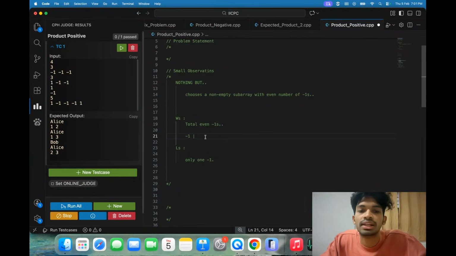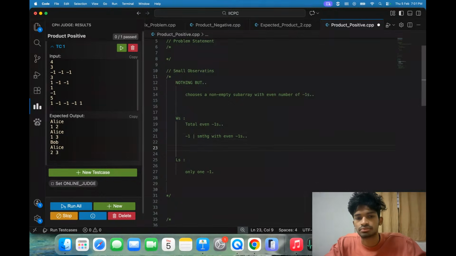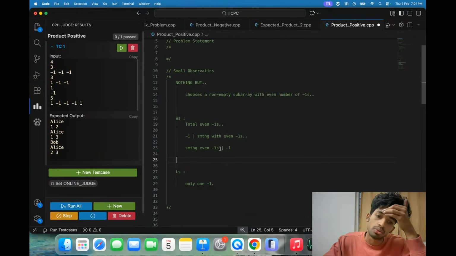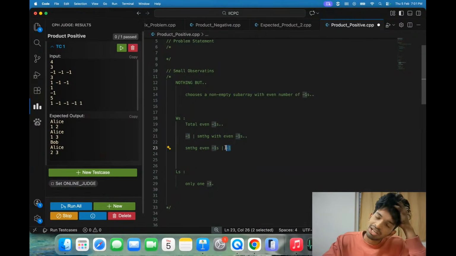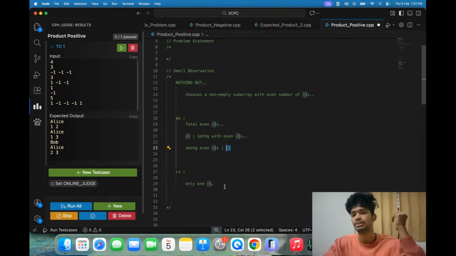Starting with minus one and then something with even minus ones, or something with even minus ones and ending with minus one. In this case, what you can do is remove this thing, and then this will be left out, and then the other guy is done for.